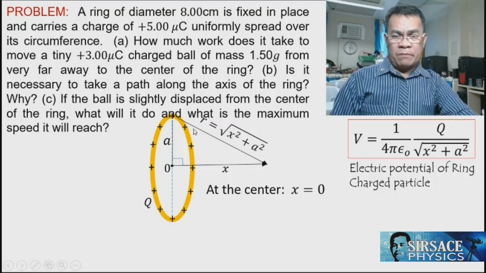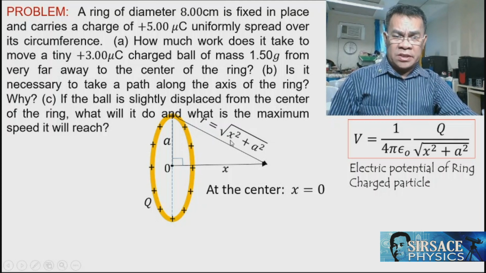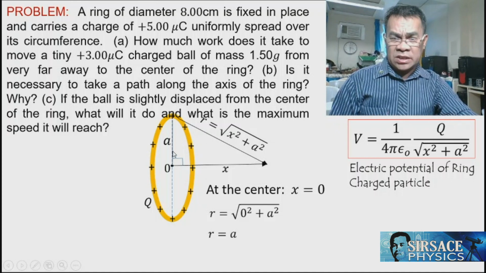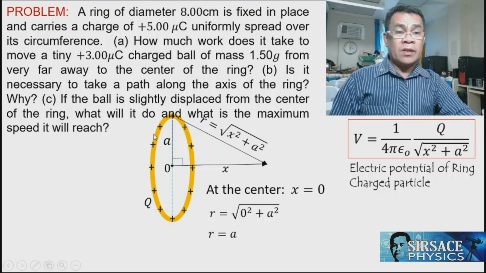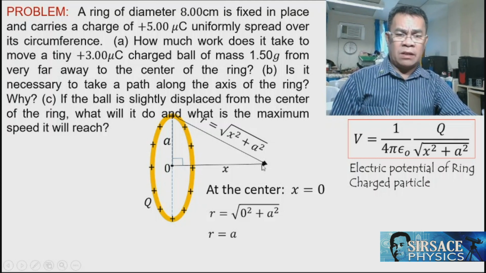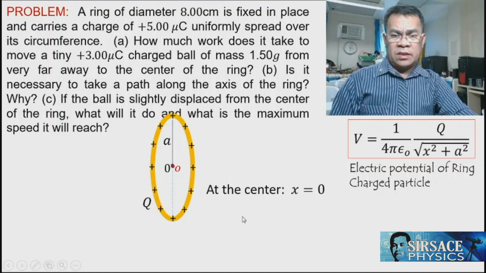So what will happen to your R? Substituting x equals 0, we get the square root of 0 plus a squared, the answer is just a, which means this line will coincide exactly with this line. R now becomes a because x is 0. This is the point where the charge arrives, the final point. And the initial point is a far away distance. So this is now the result.